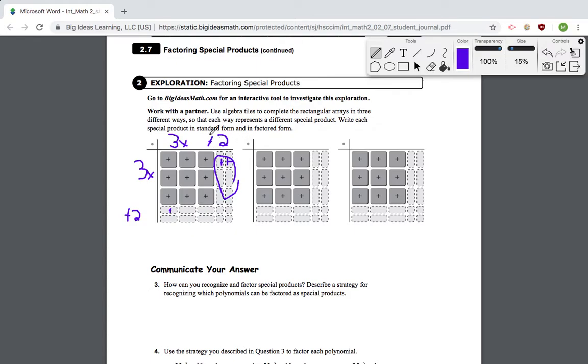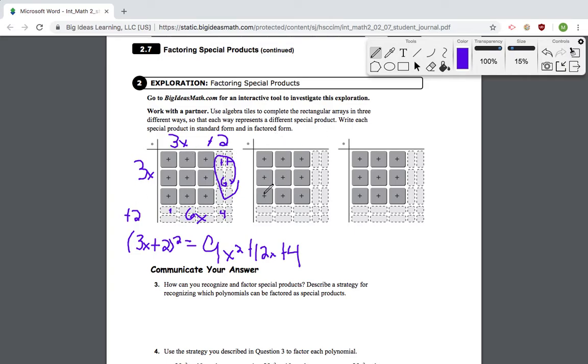But it asks us to write each special product in standard form and in factored form. So the factored form would look like this. And these are all positive, so it would be 6x here and positive 6x here. And this would be positive 4. So this is the factored form. And now for the standard form, that is 9x squared. I have 6x plus 6x, that makes 12x, plus 4. So here I just chose to do the two positives.